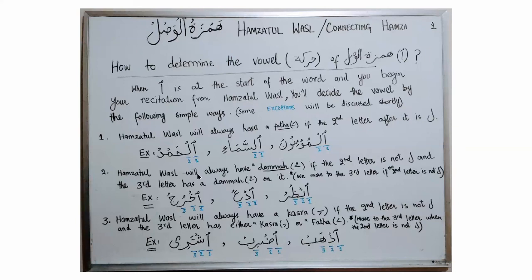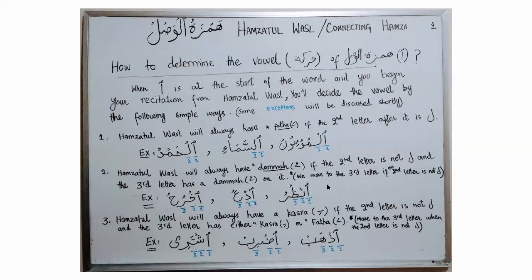If you want to summarize this whole in one statement, you will say, if the second letter after Hamzatul Wasl is lam, you will always put fatha on Hamzatul Wasl. So that being said, now two options are left, dhamma and kasra, because fatha is only when the second letter is lam. And when you have to put dhamma or kasra on Hamzatul Wasl, follow this statement: Dhamma with dhamma, otherwise kasra. Fatha only comes if the second letter is lam. If the second letter is not lam, you will see the third letter.